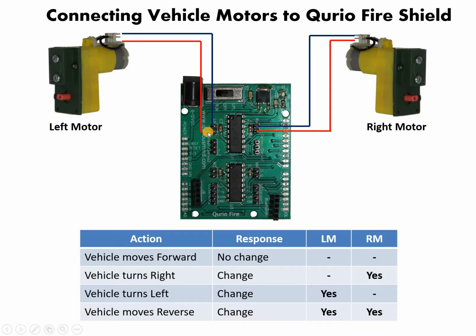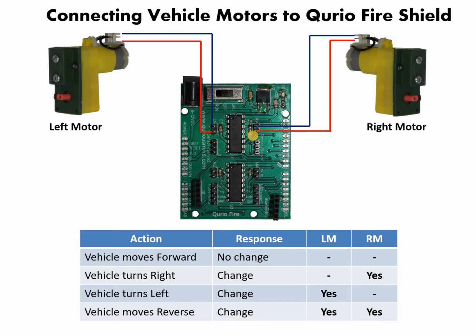Which means the left side connections also we need to interchange, and the right side connections also we need to interchange. That way we will ensure that our vehicle moves forward when we write a command to move it forward. And once we achieve this, next time the vehicle will move as we desire.